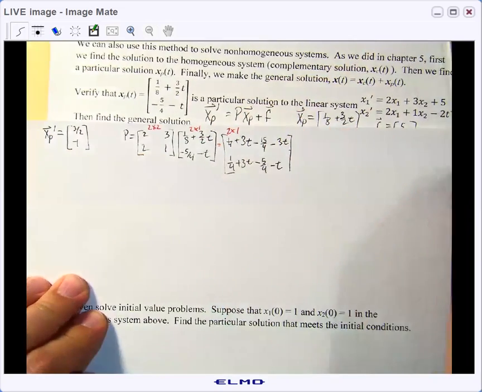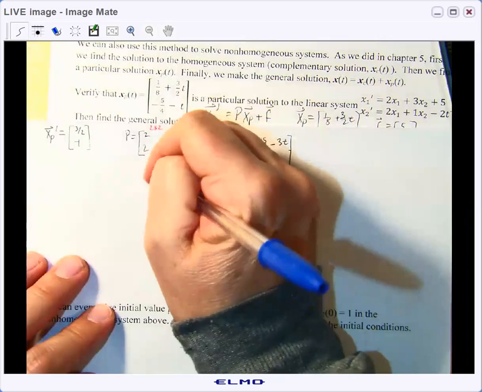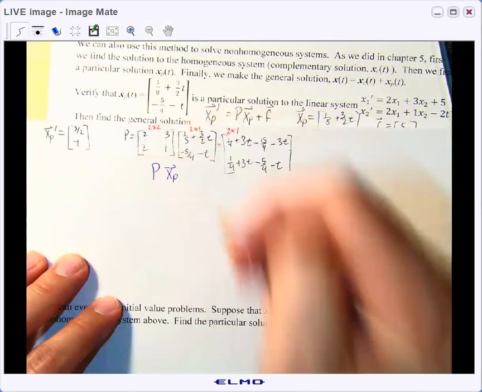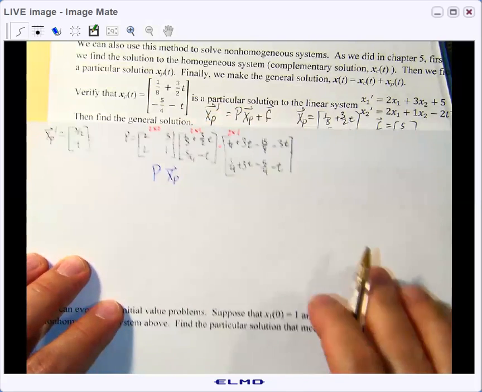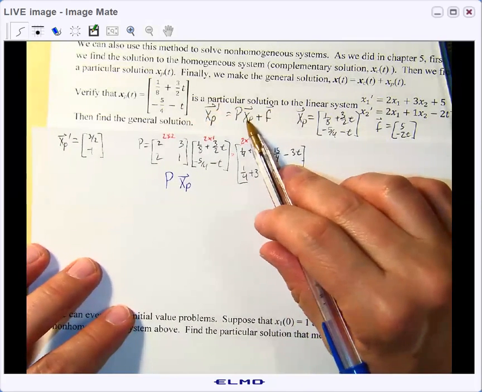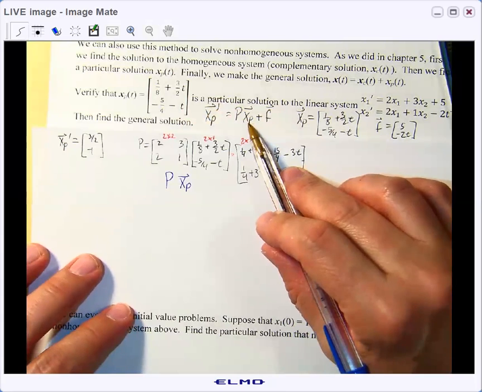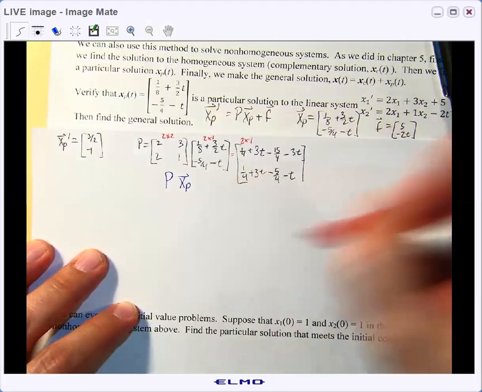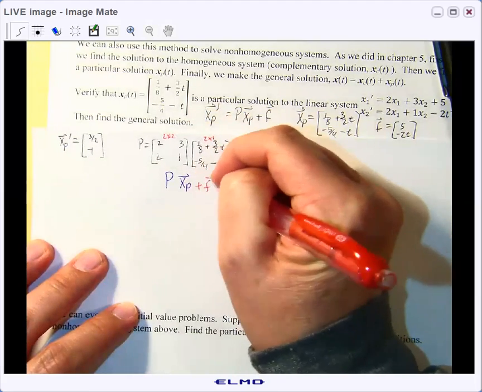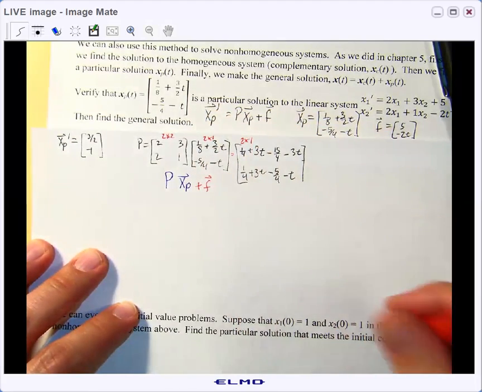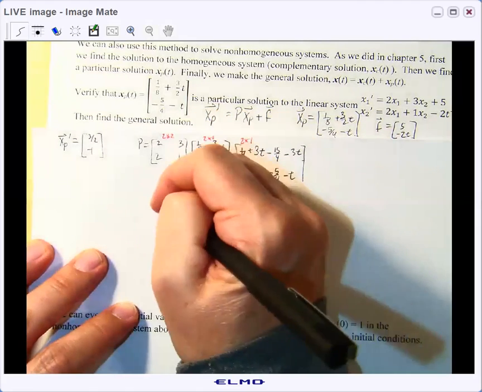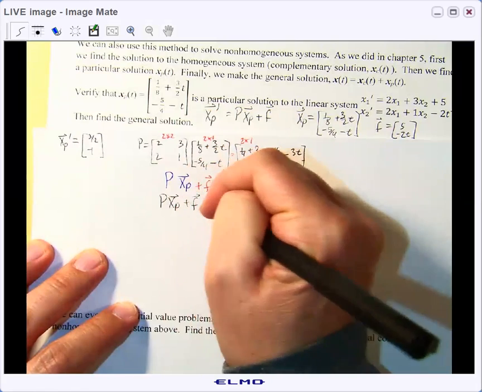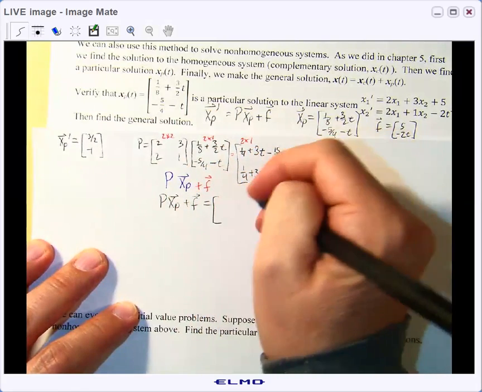Now note what we've just done here. We've done the p matrix times the x sub p vector. But what else do we need to do? We need to do p times the x sub p vector plus f. So now let's take this and add the f vector.